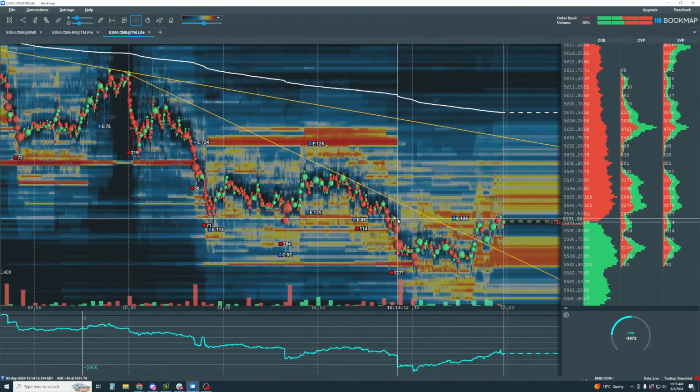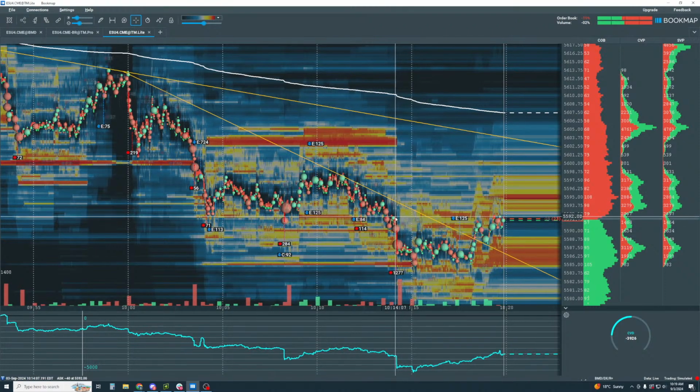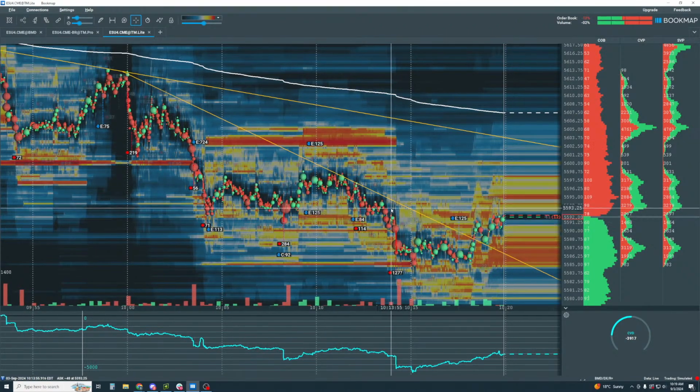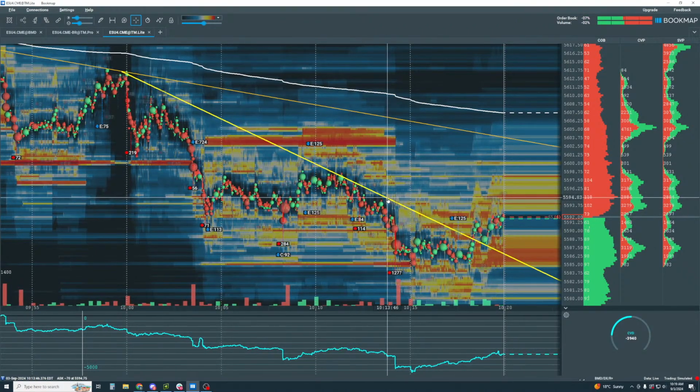We're back up to 92-ish, about 92. Let's see if we can get back up to 94 here.